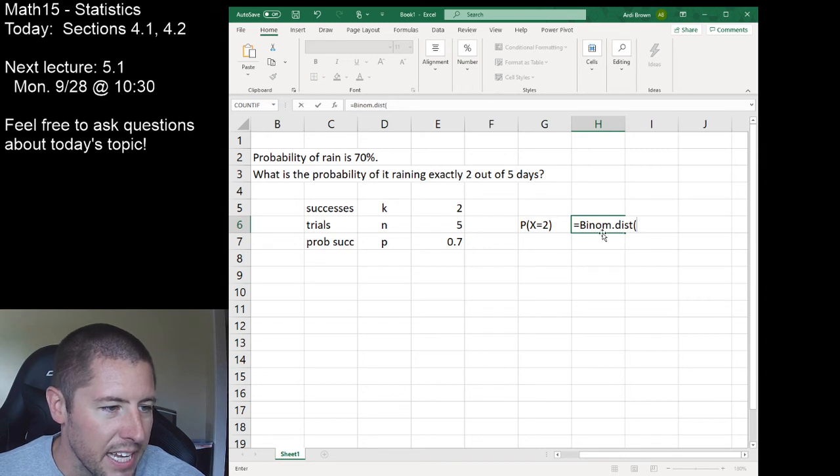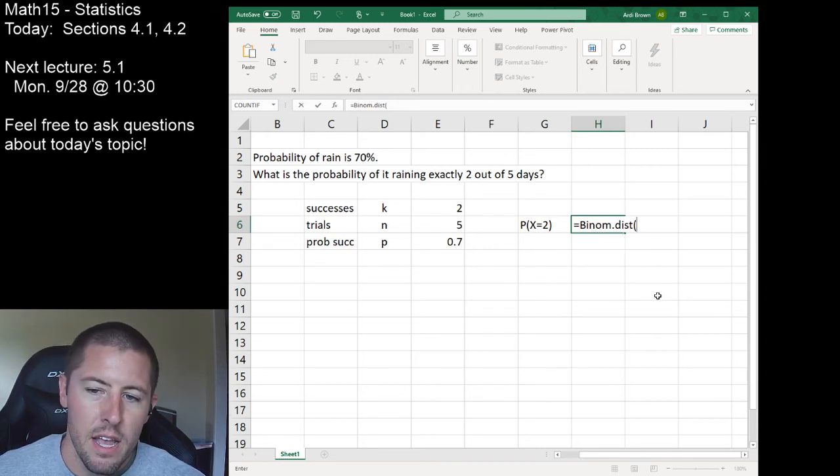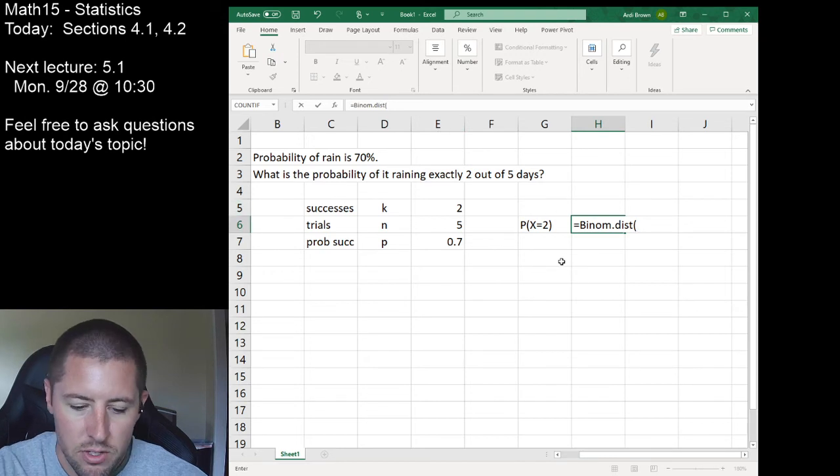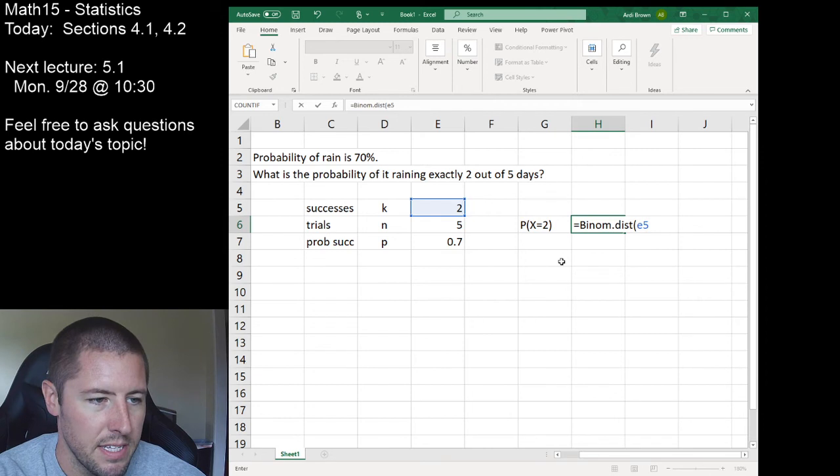You just can't see it. I'm looking at it right now. So it's telling me number of successes. So where do I have number of successes here? I'm holding my number of successes information in the cell E5. So I'm going to type in E5, and it's highlighted that in blue. It's my number of successes.